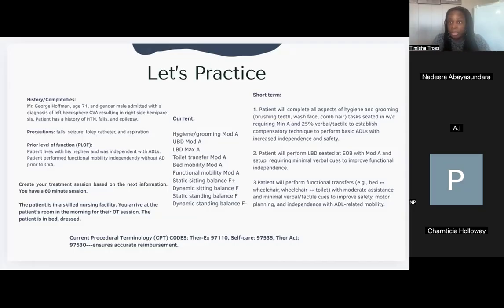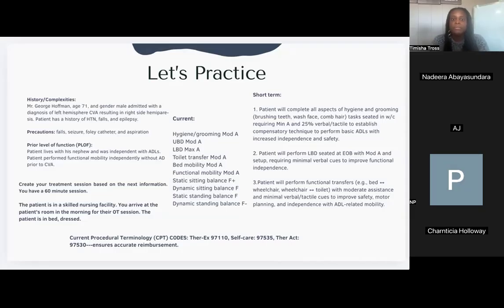Okay, so this is the history of our patient. You guys are either the OTR or the COTA on the call here. Mr. Jones Hoffman, age 71, male, admitted with a diagnosis of left hemisphere CVA, resulting in right side hemiparesis. The patient has a history of HTN, that's an abbreviation for hypertension. That is something you will often see a lot, hypertension abbreviated as HTN, falls, and epilepsy.